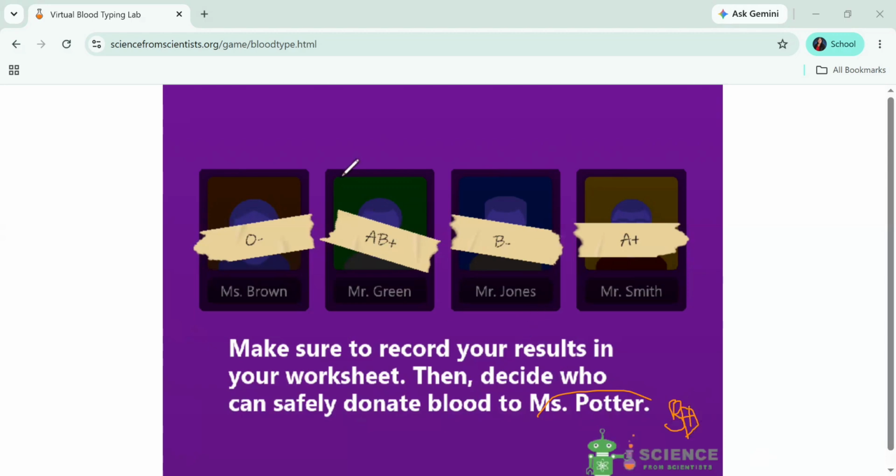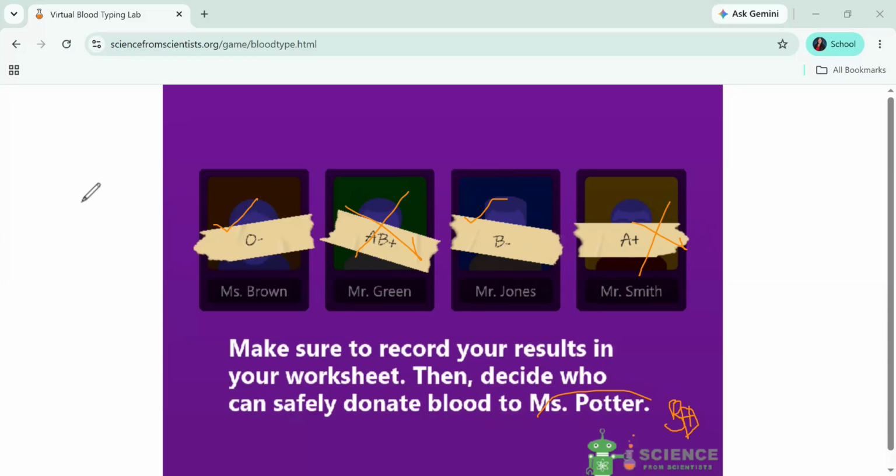How about AB? Miss Brown can donate. How about AB positive Mr. Green? Can he donate? No, he can't because he has antigen A. Miss Potter only has B. How about Mr. Jones? Mr. Jones can donate as well because he has B and the sign doesn't matter. And then A positive here, it means Mr. Smith cannot donate. Okay? Because what Miss Potter needs is antigen B.